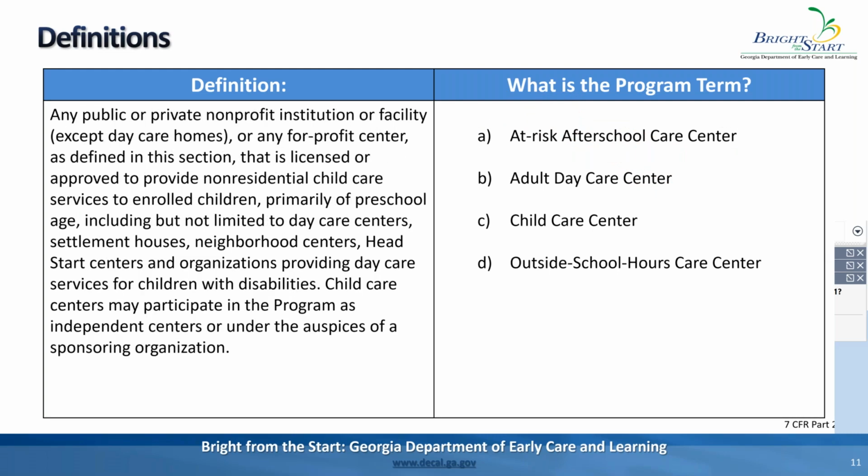The next one: any public or private nonprofit institution or facility, except daycare homes or any for-profit center as defined in this section, that is licensed or approved to provide non-residential child care services to enrolled children, primarily of preschool age, including but not limited to daycare centers, settlement houses, neighborhood centers, Head Start centers, and organizations providing daycare services for children with disabilities. Childcare centers may participate in the program as independent centers under the auspices of a sponsoring organization. Is it A, at-risk after-school care center, B, adult daycare center, C, child care center, or D, outside school hours care center?